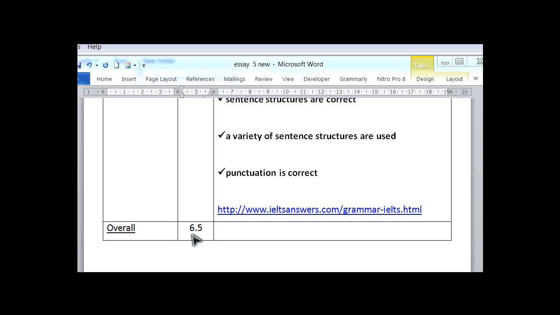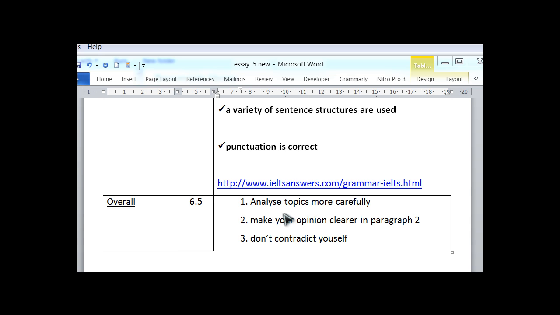Fail. And why? Is it because this writer is not good enough? No, it is not. The vocabulary and grammar are good enough. The problem is failure to respond to the task in the right way and contradicting opinion in the body of the essay. Advice for the writer, pretty easy and straightforward. 1, analyze topics more carefully. Make sure you understand what it's about before you start writing. Paragraph 2, your opinion should be clearer, I believe, I think that. And then don't contradict yourself. This mostly occurred in the 3rd paragraph.